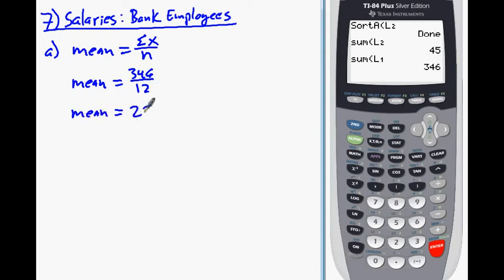So the mean turns out to be 28.83 thousands of dollars, I believe is the units. We should calculate the median.